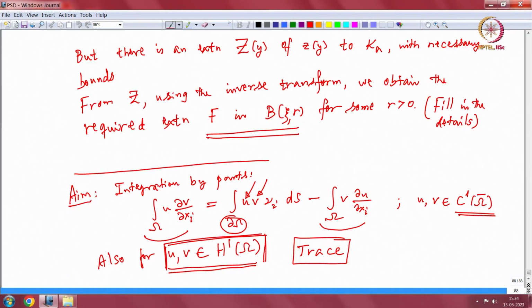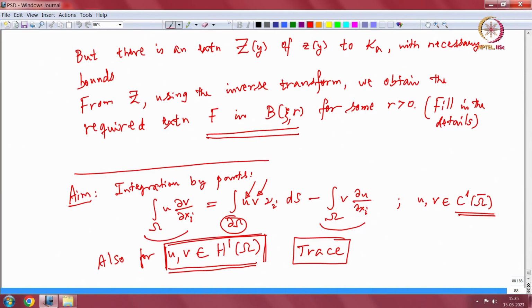Welcome back. So we'll continue the discussion on this integration by parts. As noted earlier, if you want to establish this integration by parts for functions in H1 omega, we need to define the values of these H1 functions on the boundary, which we call the trace. Okay, so that's the first task, and then we use the density.